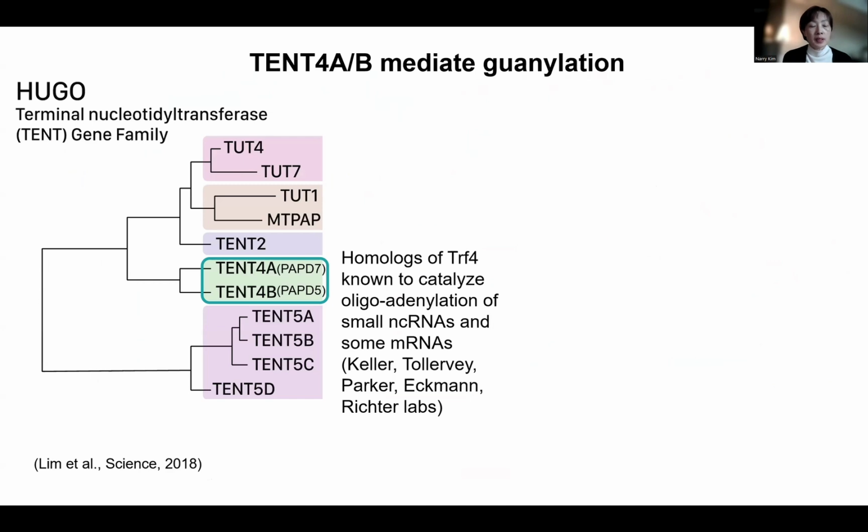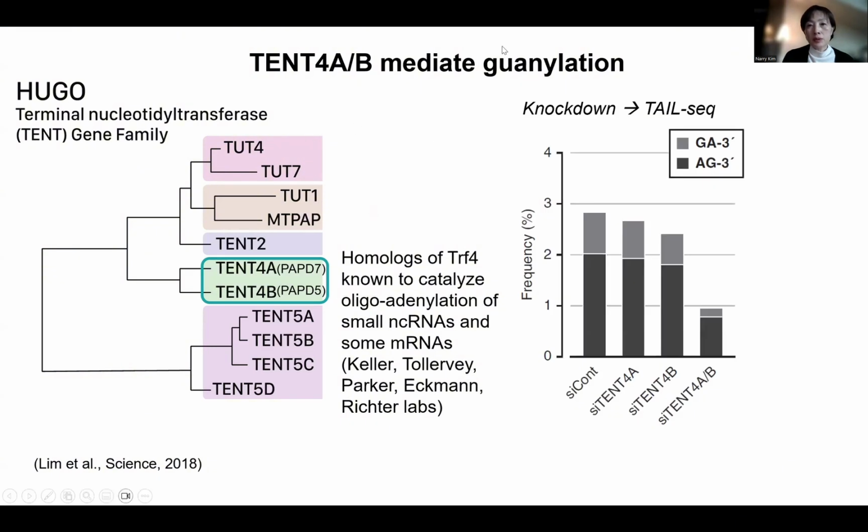the proteins that belong to the terminal nucleotidyltransferase gene family. Humans have 5 or 6 subfamily members, and by knocking down these TENT proteins, we identified that TENT4A and TENT4B are responsible for guanylation.